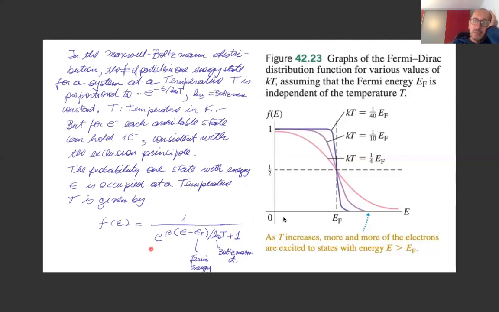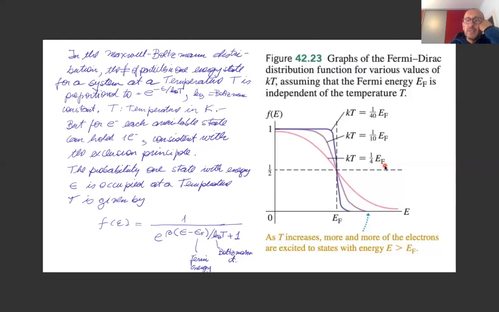And some of the properties of these functions are shown here. This is the one when kT is equal to 1/40th of E sub F. This is a small temperature, 1/40th of the Fermi level. When the temperature is higher, the curve starts looking like that. See, they all go through the value of a half at the Fermi level. This actual expression goes to that value.